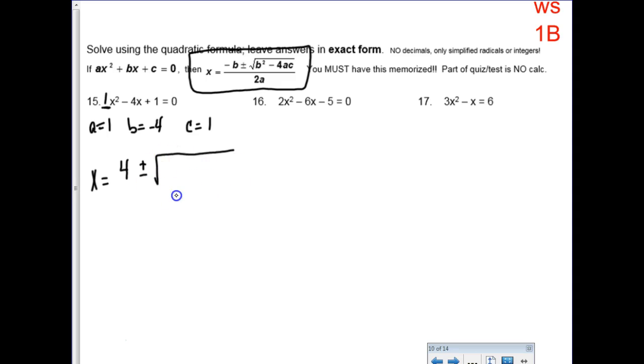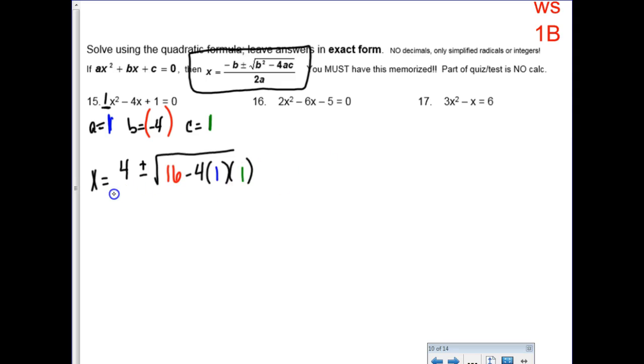Don't simplify anything right now, just place the numbers where they belong, with the exception of this first number. I always suggest to my kids when they go and square b, just write down what b squared is, because sometimes we get kind of calculator happy and we type it wrong. What's negative 4 squared? Positive 16. So I just write down positive 16 so I don't have to worry about parentheses later, on that part at least. Minus 4 times a, which is 1. Remember, a was 1. Times c, which is also 1.